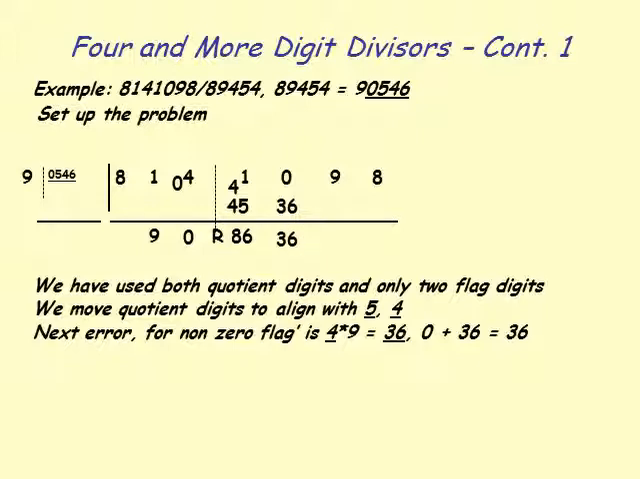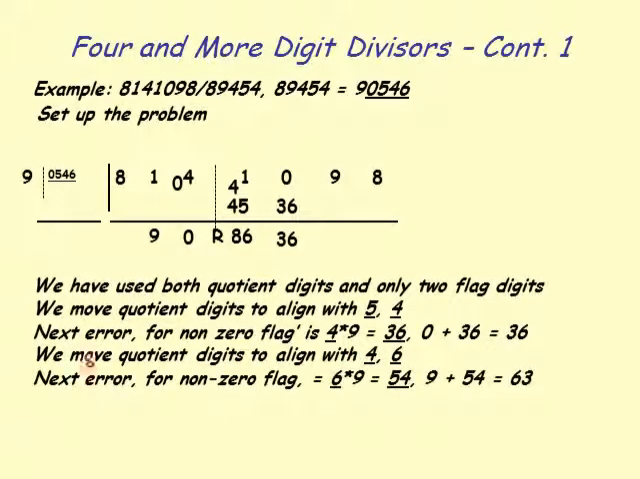Let's continue. Now I would move 90 to the right again, so it will be aligned with the negative 4 and negative 6. Okay, now a negative 4 and negative 6. Next error for non-zero flag digit R is going to be crosswise: negative 6 times 9 and negative 4 times 0. Negative 6 times 9 is negative 54. So I would subtract negative 54 from the next column. So 9 plus 54 is 63. So we get plus 54 and plus 66.